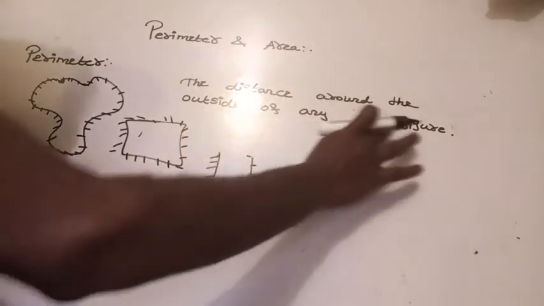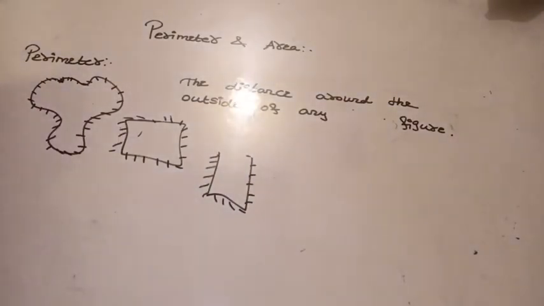So any figure we will write. The distance around the outside of any figure is called as what? Perimeter. Otherwise you can say that add up the lengths of the sides. Add up the lengths of the sides is called as what? Perimeter. Then area. Area means what?